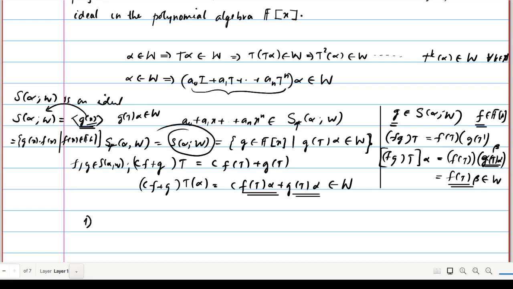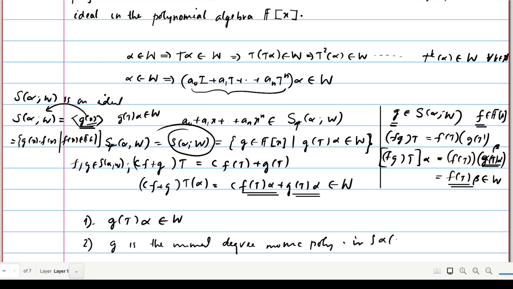Then this g has two properties: g(T)alpha belongs to W, and the second property is that g is the minimal degree monic polynomial in S(alpha; W). So these things characterize the g, the monic generator for that W.